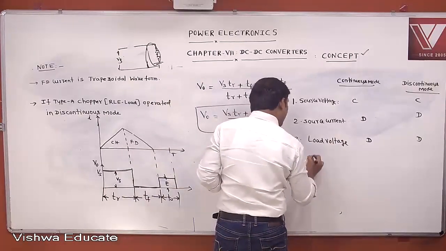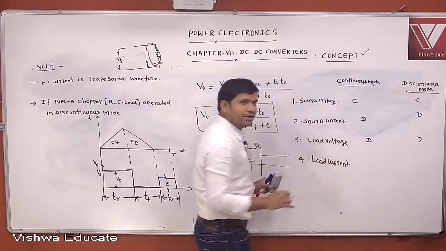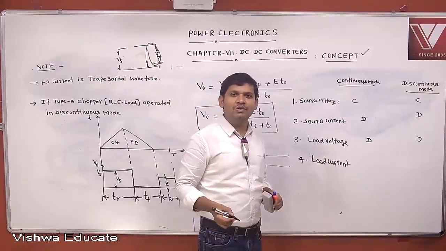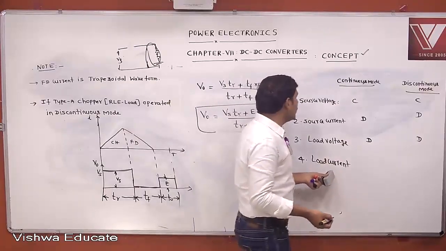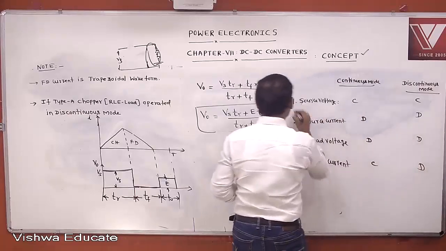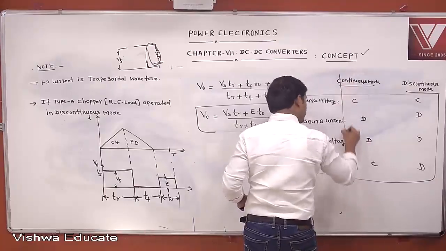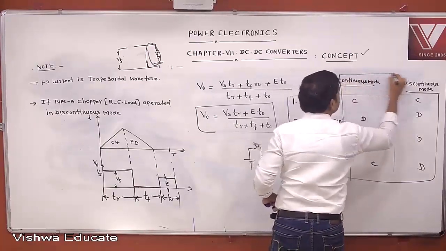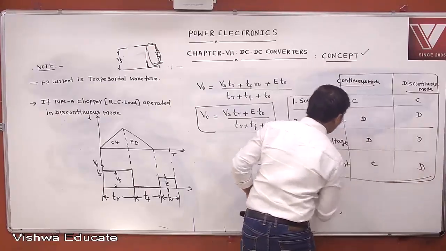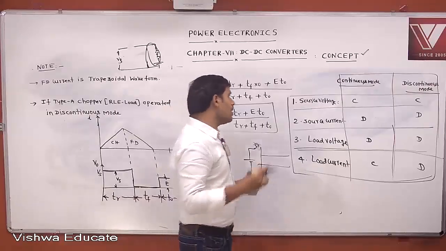Then what about the load current? Based on the load current only we can say whether it is a continuous mode or discontinuous mode. If the load current is constant, it is a continuous mode. If the load current is discontinuous, then it is a discontinuous mode. These points you remember. For theory questions, this is important. In general, if a chopper is asked, like this you can answer.